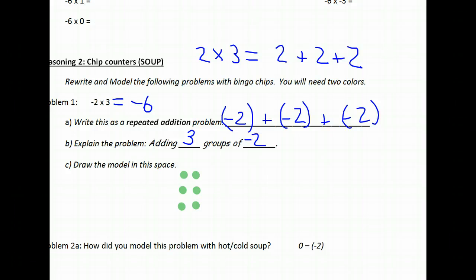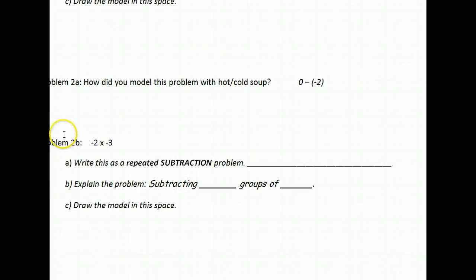So that's all there is to it. It's nothing complicated. It's just like what we've always been doing with this soup, except it's repeatedly adding groups of negative 2. And that's all. Okay, the last set of problems here. Understanding why a negative times a negative equals a positive. We just said negative 2 times 3 would be negative 6 because we were repeatedly adding 3 groups of negative 2.